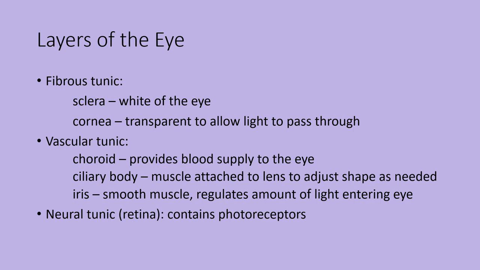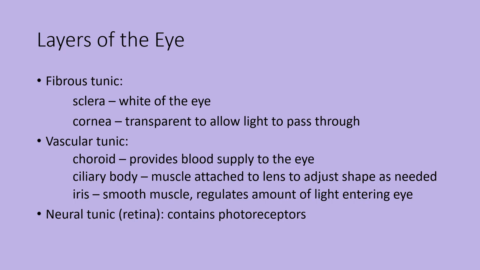The vascular tunic is the middle layer. It is divided into different sections. The choroid is the majority of it, and this is what's supplying the blood to all the various tissues of the eye. The ciliary body is more in the front of the eye. It's basically an apparatus that contains some muscles that are attached to the lens, and they can adjust, contract, etc. It allows the lens to change its shape.